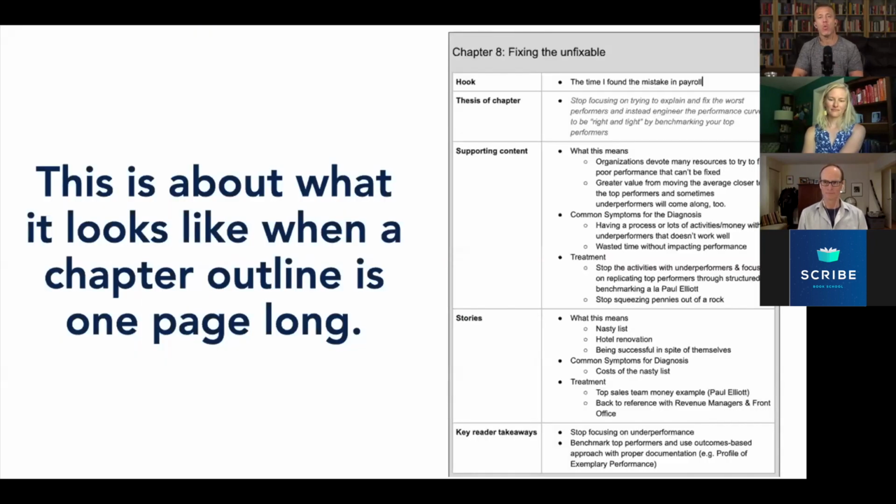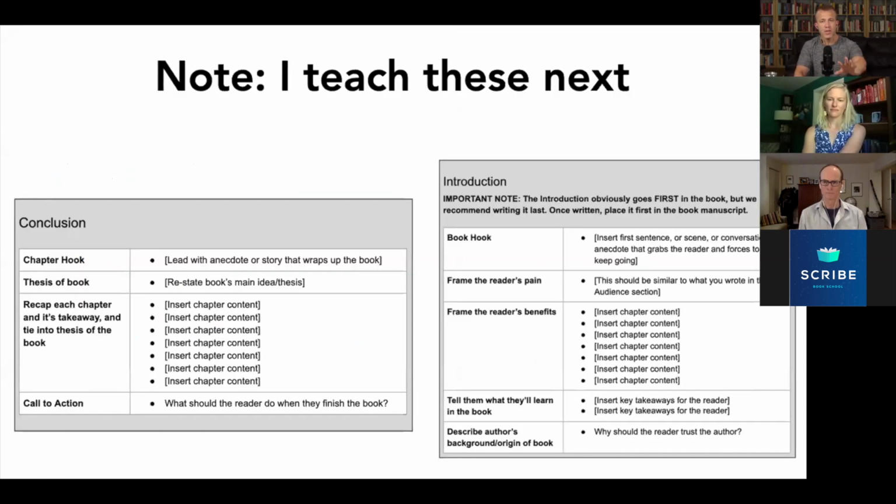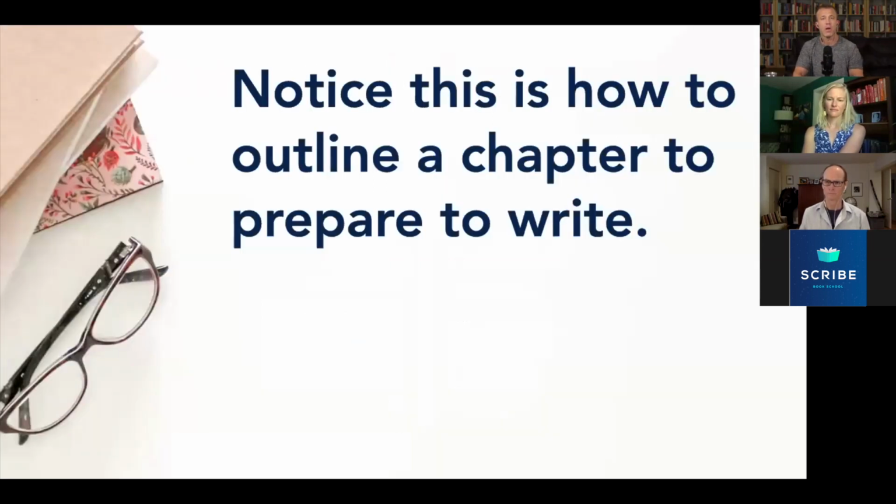Okay. This is about what it looks like when a chapter outline is 1 page long. And I'm not saying your chapter outline has to be 1 page. It can be shorter, it can be longer, whatever, and you don't even have to use bullets if you don't want to. It just makes it easier. That's what it looks like, okay? At the very bottom of the outline is the conclusion and introduction. Don't worry about that. We're going to teach that tomorrow, okay?